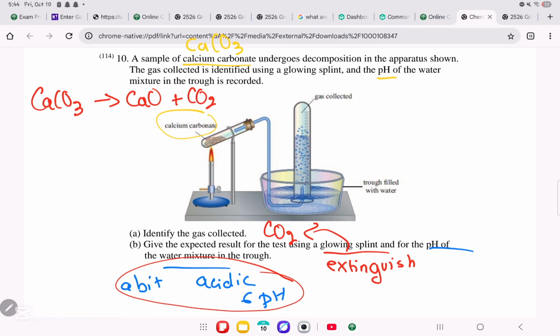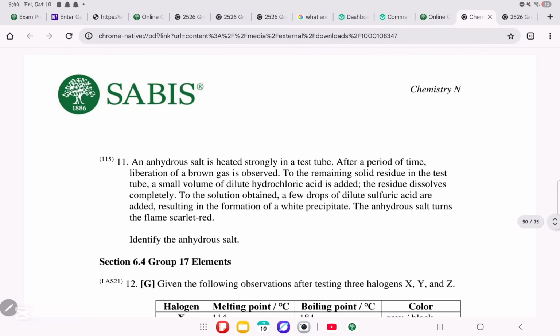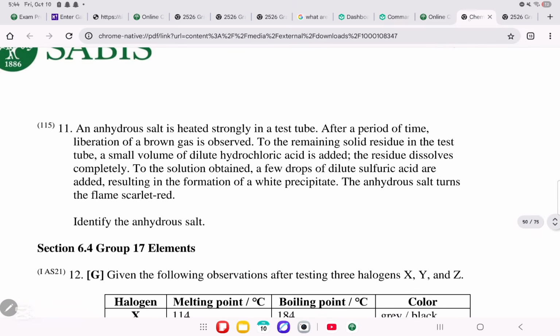Now we go down to this one. Question 11, the last one. It says an anhydrous salt is heated strongly in a test tube. After a period of time, liberation of a brown gas is observed. To the remaining solid in the test tube, a small volume of dilute hydrochloric acid is added. The residue dissolves completely. To the solution obtained, a few drops of sulfuric acid are added, resulting in the formation of a white precipitate. The anhydrous salt turns the flame what?